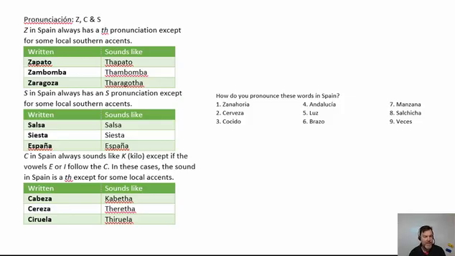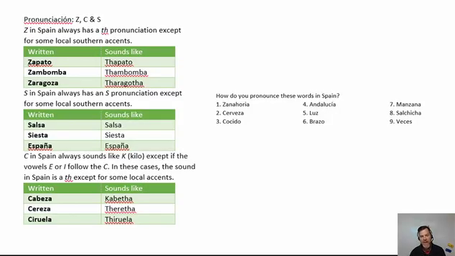So for example, the first word here, cabeza. Remember the Z sounds like a TH, and you see how it sounds. The next one, cereza, with a TH sound. If you're from the south of Spain, from the Canary Islands, from Mexico, from Peru, it's going to be sereza. And finally, in Spain, this last word is going to be ciruela. But again, in some accents in the south of Spain or in the Canary Islands or in Venezuela, it's going to be siruela. All right?